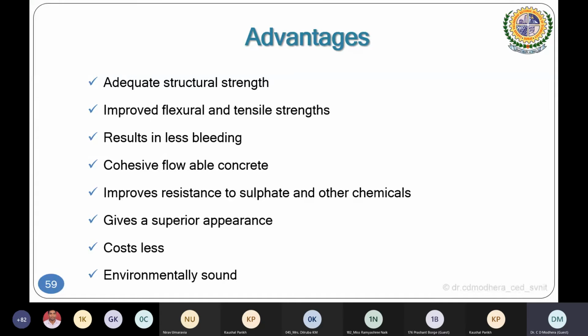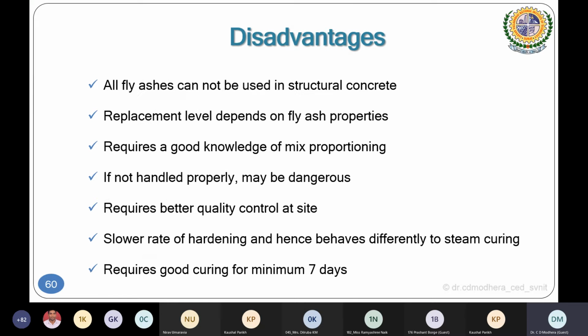It will affect cost, definitely, because 50% you are using fly ash and 50% you are using cement. And environmentally sound, because it will not react. If you are using it by hand, gloves are also there, but still it is not harmful like geopolymer.